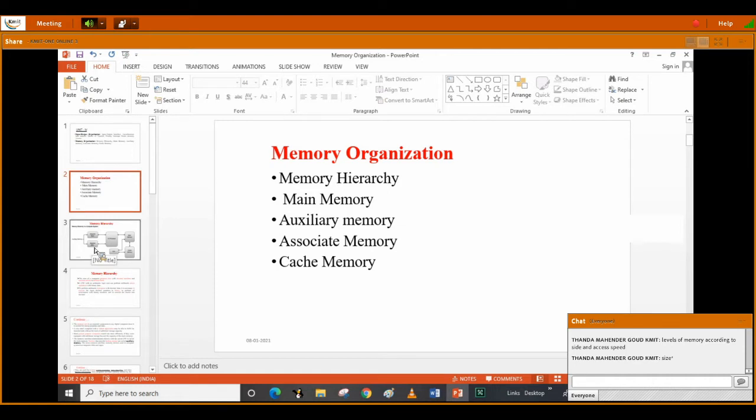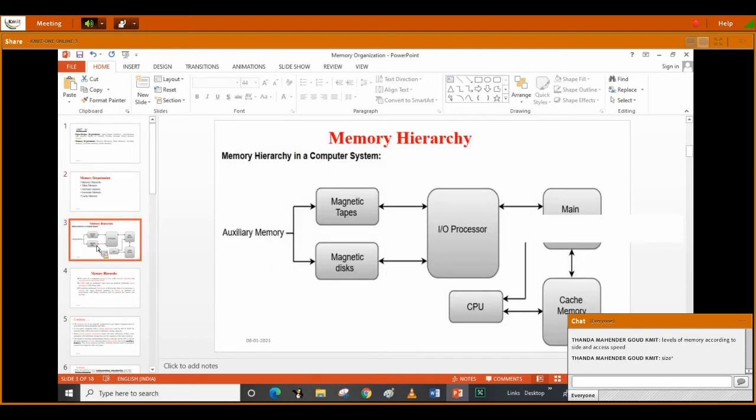This is the main diagram for the memory hierarchy. What is the memory hierarchy in the computer? First is the main memory. First, auxiliary memory. What is auxiliary memory? Auxiliary memory is a combination of magnetic tape and magnetic disk. That information will be transferred to the IO processor.